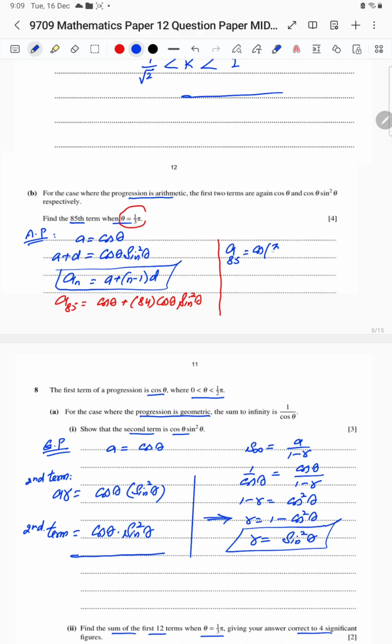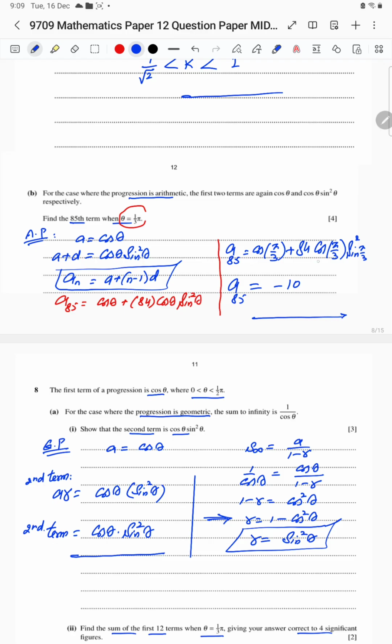Cos of pi by 3 plus 84 cos of pi by 3, you must show this step, and sine square of pi by 3. Once you solve this, you will get A85 will be minus 10. I got it on my calculator. You can better justify your results, right?